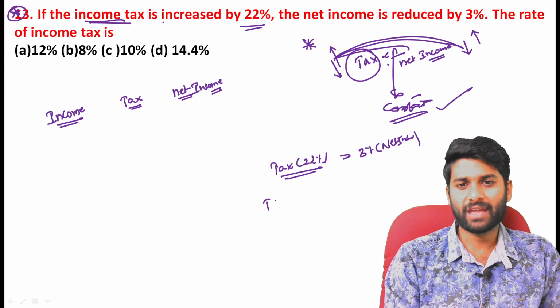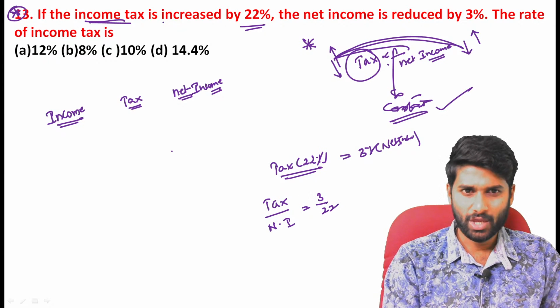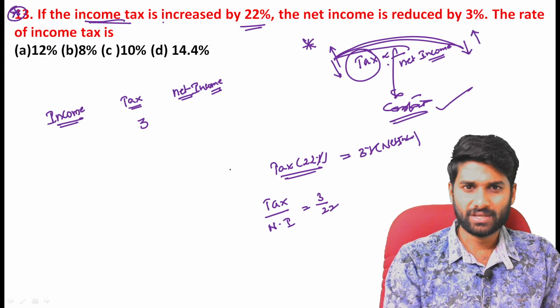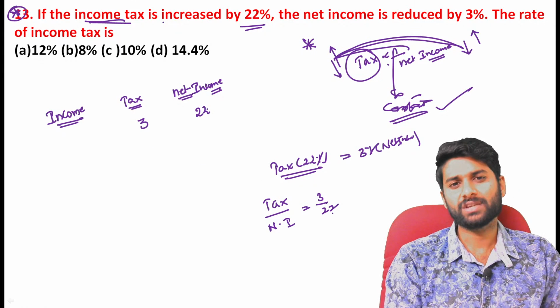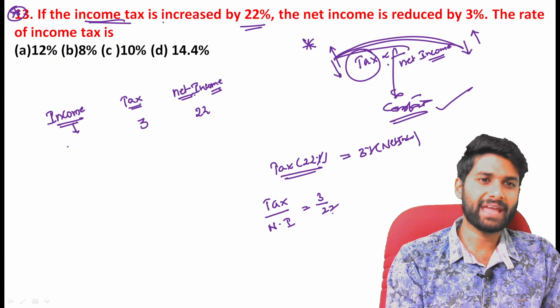Now see, the ratio of tax by net income is exactly equal to 3 by 22, percentage cancel. Now see, what is the tax here? 3 units. What is the net income here? 22 units. Now what is the income? So income is the addition of tax plus net income. Tax plus net income, the value becomes 25.